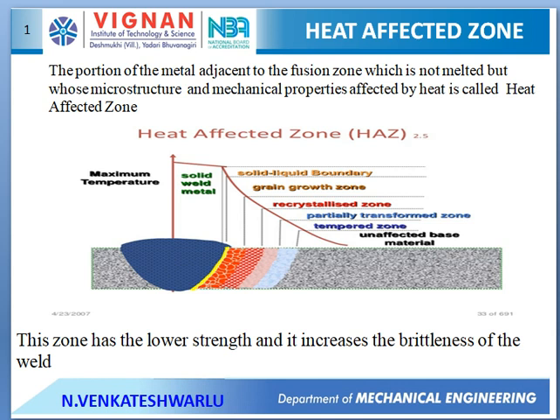It is a zone or area near the weld bead, in between the base metal and the weld bead. That zone is called the heat affected zone. This heat affected zone is not completely melted, but it is affected by heat. It is affected metallurgically, due to which its microstructure changes and its mechanical properties are affected.